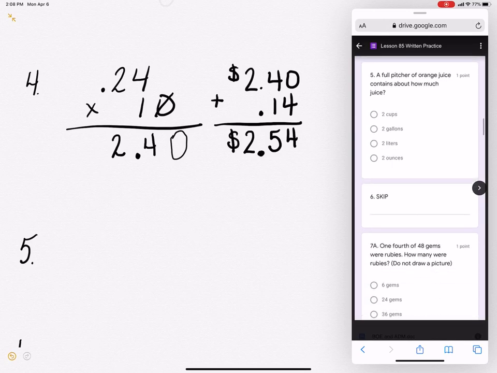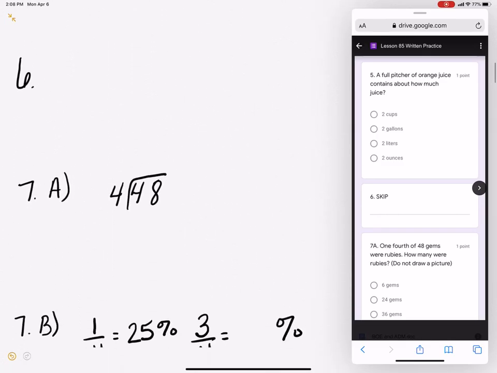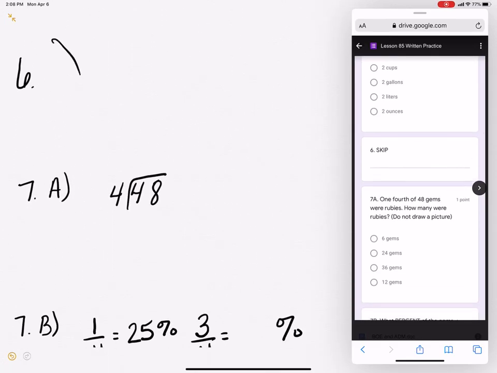Number 5, a pitcher of orange juice contains about how much juice? So think about a big bottle of soda you'd share with your family. Is that about 2 cups, 2 gallons, 2 liters, or 2 ounces? And whenever you buy a bottle of soda that you share at the store, it's called a 2 liter. So a pitcher of orange juice is probably about 2 liters. Number 6, we are skipping.